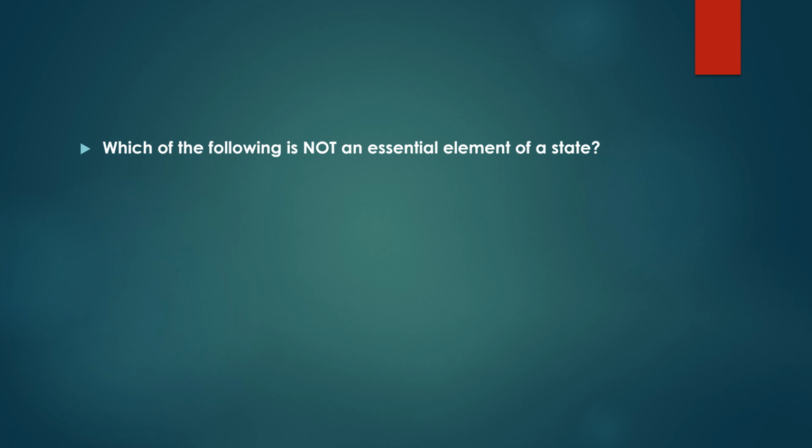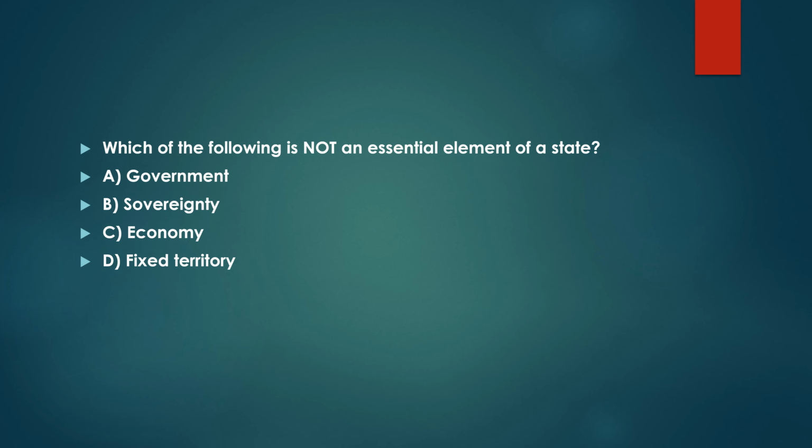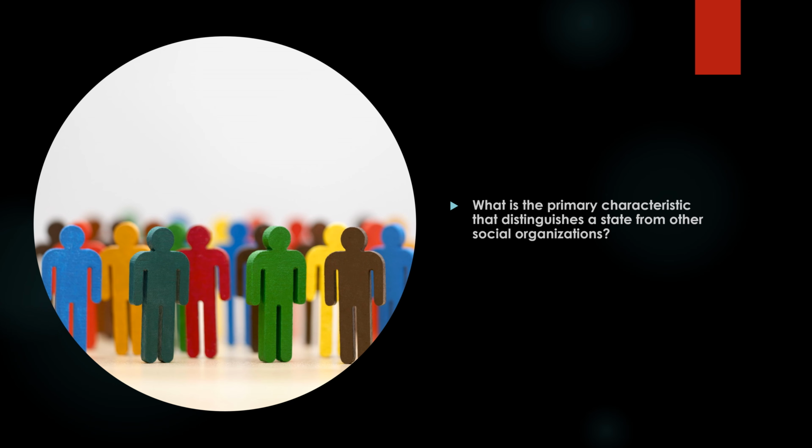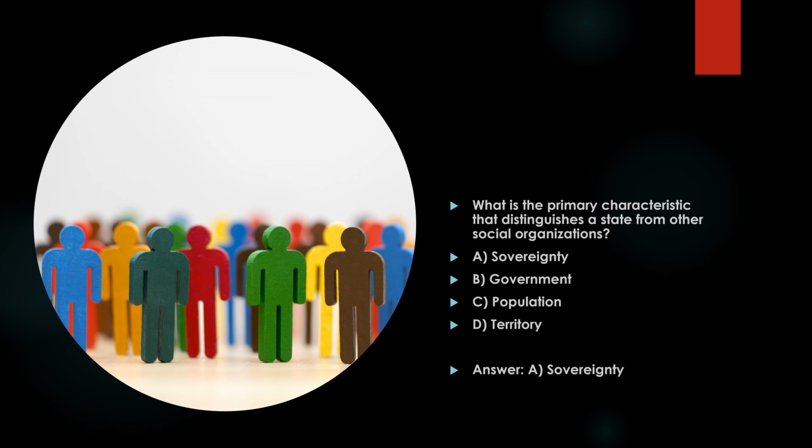Which of the following is not an essential element of a state? Government, sovereignty, economy, fixed territory. Answer C. Economy. What is the primary characteristic that distinguishes a state from other social organizations? Sovereignty, government, population, territory. Answer A. Sovereignty.